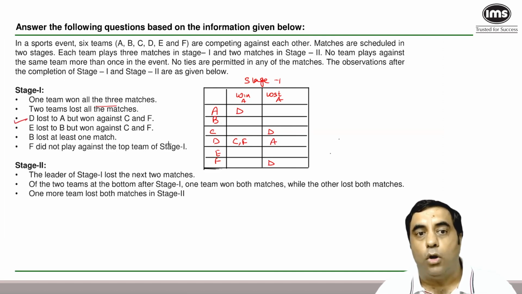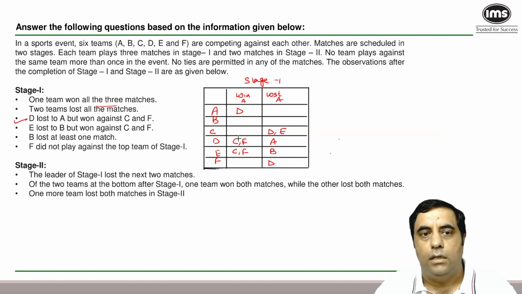Next is E lost to B. So E lost against B, but won against C and F. So that means C and F both lost against E. Therefore, C lost against E as well as F also lost against E. And then since E lost to B, therefore B won against E. That means this is how we'll be able to fill this.